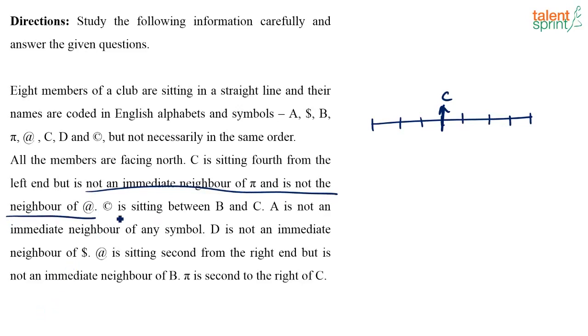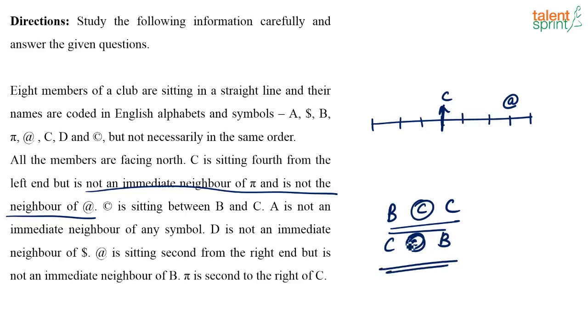Then next, what are they saying? At the rate of is sitting second from the right end and is not an immediate neighbor of B. Then they are saying that this person is sitting between B and C. If this is C, B can be either way. Only thing I know is this person is sitting between B and C. It can be either this way or this way.